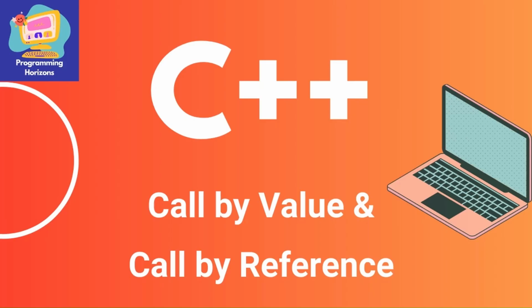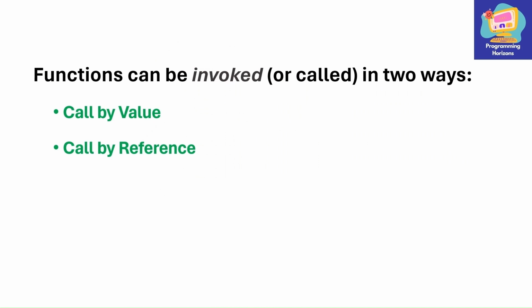Call by value and call by reference are very important concepts in C++ functions. So let's understand them. In C++, functions can be invoked or called in two ways. These methods are call by value and call by reference. Let's understand them using an example.